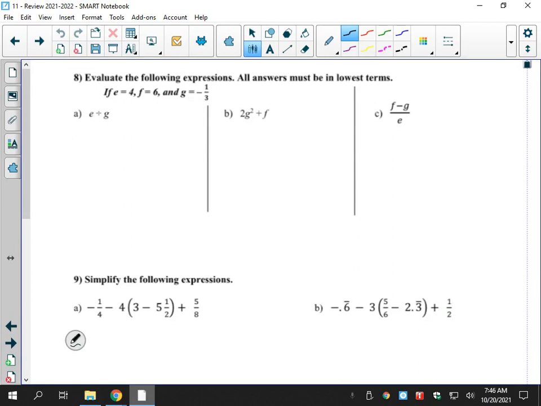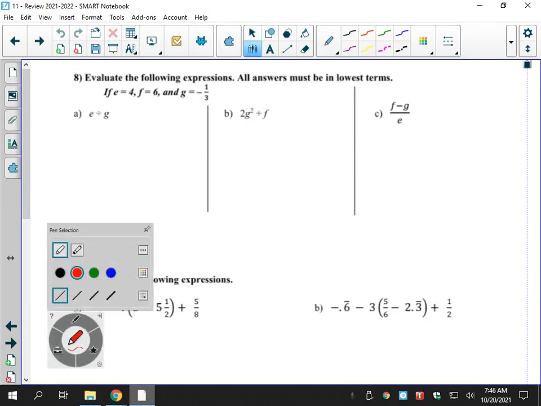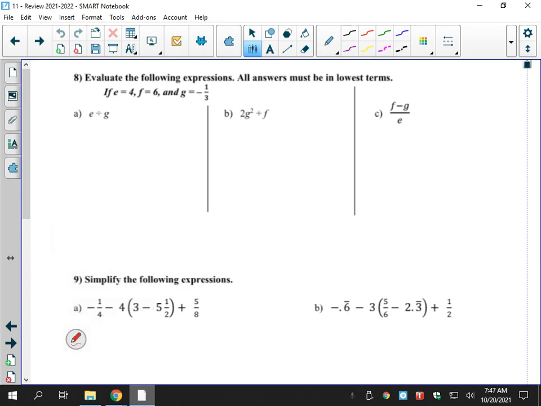On page 3, we're evaluating the expression, so we're going to substitute in using parentheses. Remember, we're always going to use parentheses when we're working with multiplication, exponents, and double signs. If we don't have those, then we don't need to keep them. Okay? So E is 4 divided by, so 4, I don't need parentheses around it, divided by G, which is negative 1/3. I'm going to leave a parenthesis there.